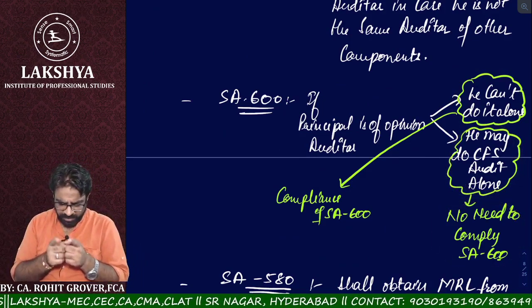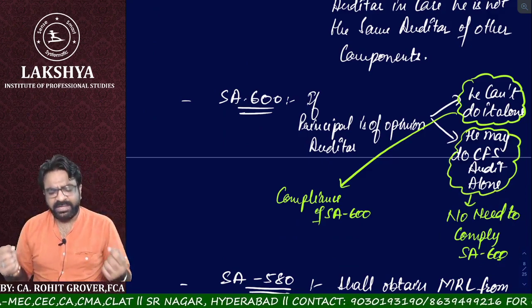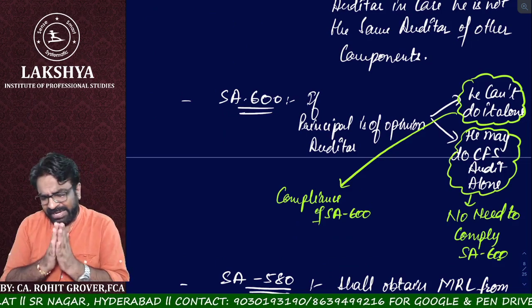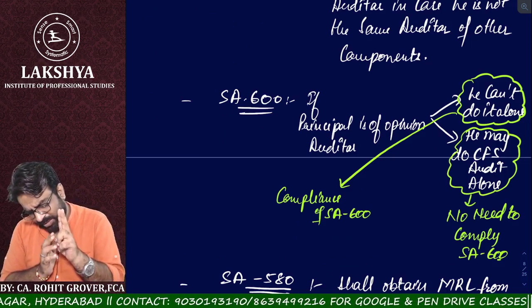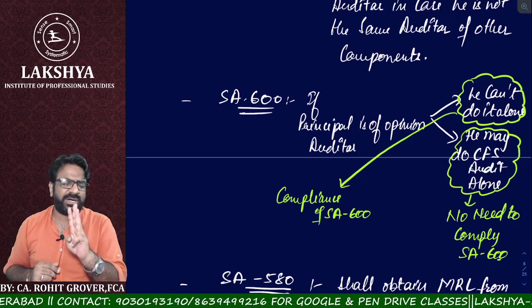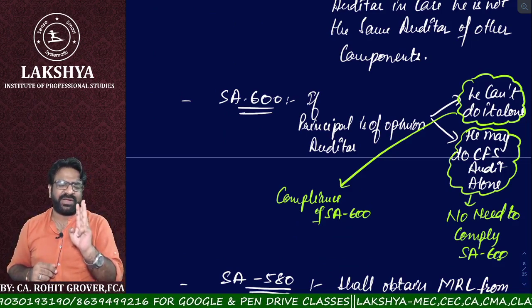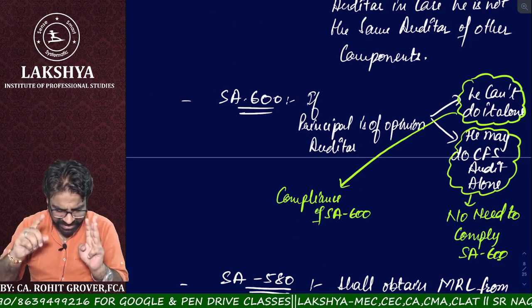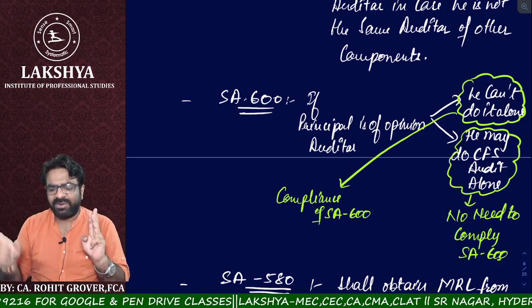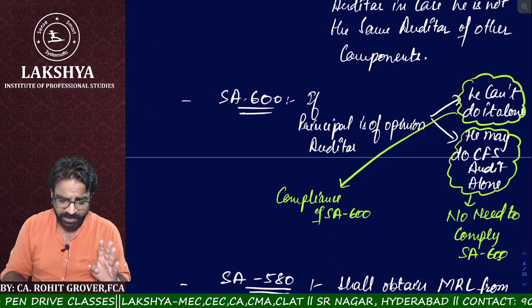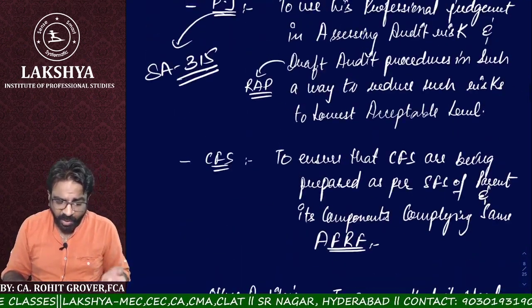Sir, SA 300, planning, understanding of the internal control system, accounting system, IT system, so that I can plan the nature, timing and extent of audit procedures. Point number 2. Point number 3, I have to apply SA 315. That is, I also have to identify the risk, assess the risk, and develop my risk assessment procedures, and reduce the risk to the lowest acceptable level. Correct.